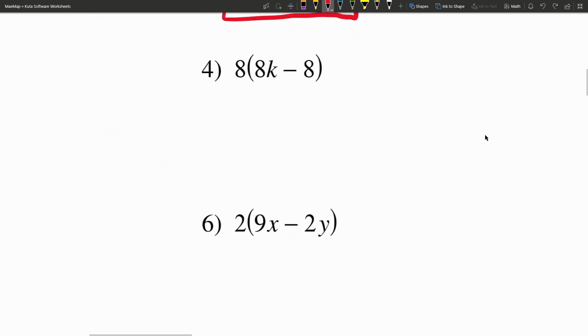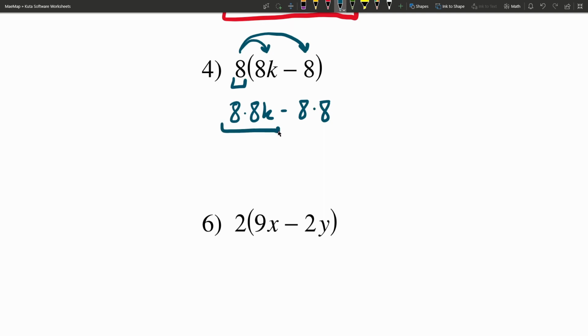For number 4, we also have subtraction. The difference here is that our monomial is just a constant. So we're going to multiply 8 into 8k and then multiply it by 8 with subtraction in between. So we're going to have 8 times 8k minus 8 times 8. Order of operations, we start with multiplication first. So we're going to figure out this term, and then we're going to figure out this term, because those are the ones that are multiplied together, and then we're going to leave that subtraction in between.